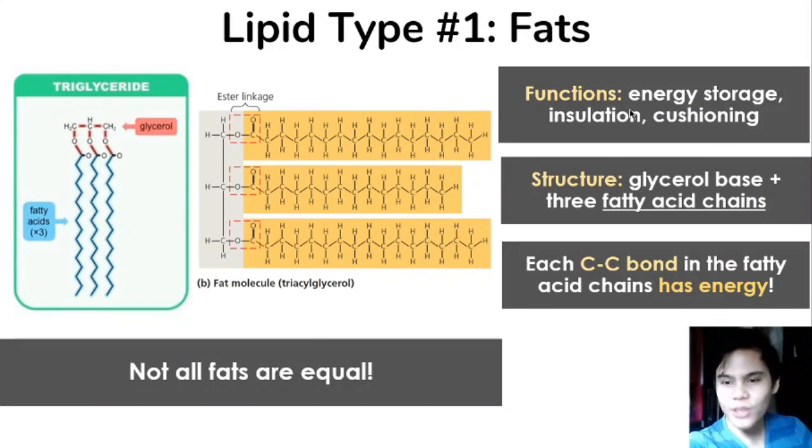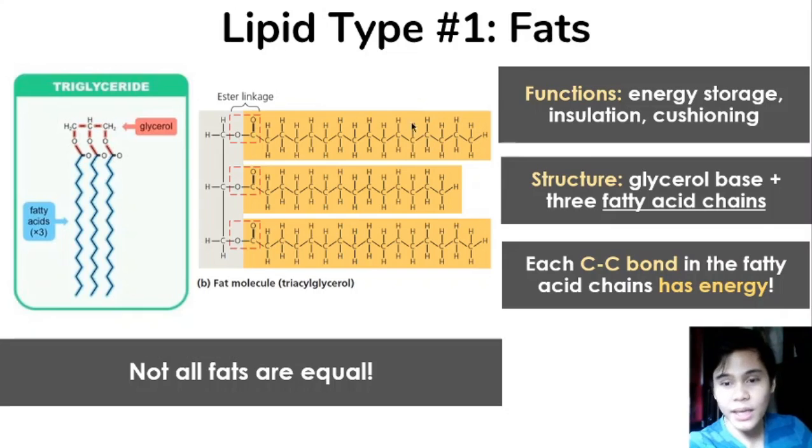Therefore, energy storage, insulation, and cushioning. So, the more fat you are, the softer you are. No shame in that. So, the structure is a glycerol base. You can see it on the left here. Glycerol base, that's just the top part, or the leftmost part in this molecular structure. And then three chains of fatty acids. So, these are the chains of fatty acids.